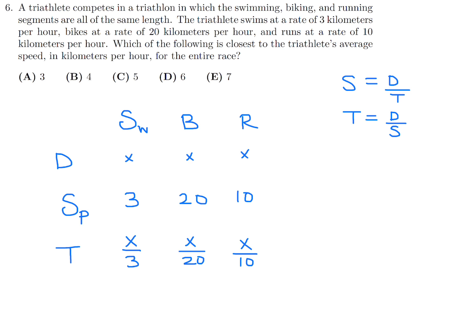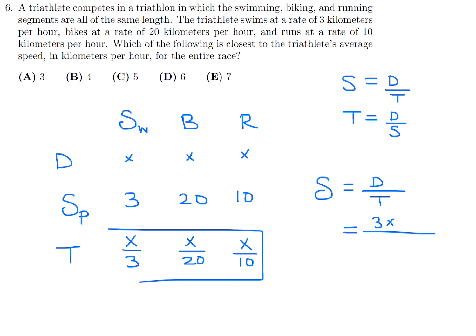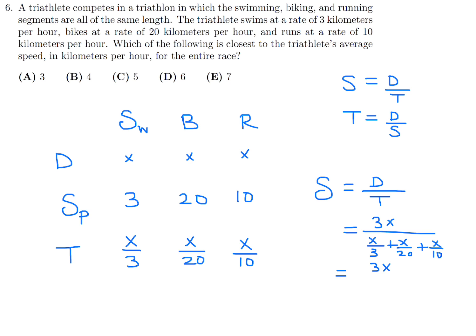Now we have to figure out the total average speed. So we're going to use this formula. Speed is equal to distance over time. The distance for all of them is 3x, and the time, we've got to add up these guys. So that looks like x over 3 plus x over 20 plus x over 10. And I've got to get a common denominator. So we got 3x. Let's see here.